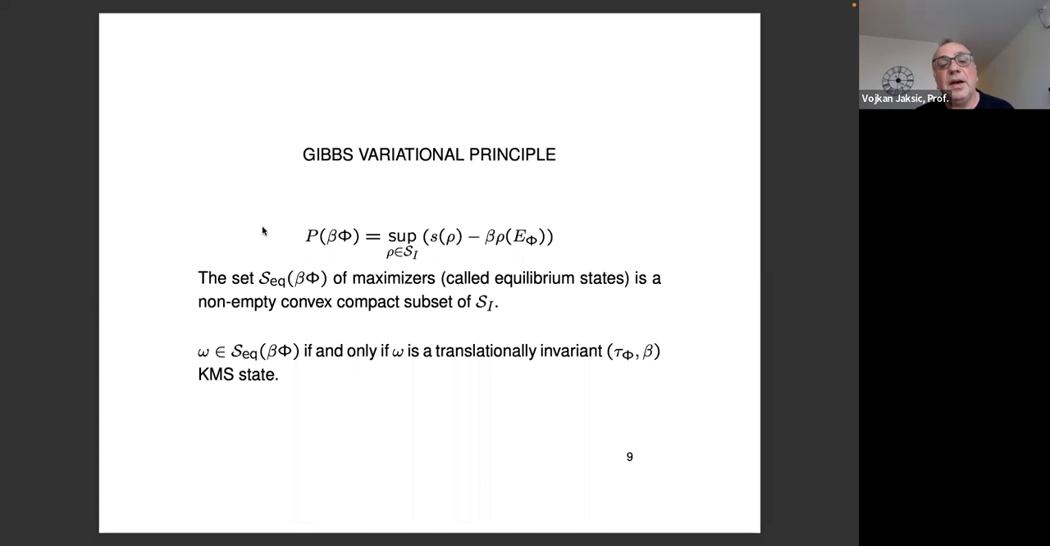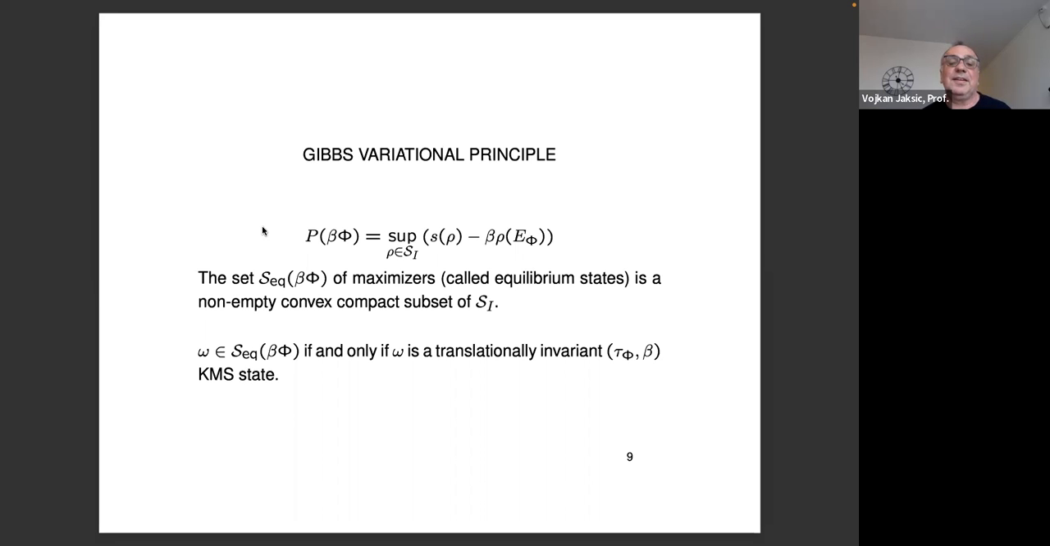The set of maximizers, which are called equilibrium states, is non-empty. And not only that, but it's a non-empty, convex, compact subset of the set of all translation invariant states. Its extreme points are ergodic with respect to translation. And that's actually an if and only if statement. It has a beautiful convex structure.